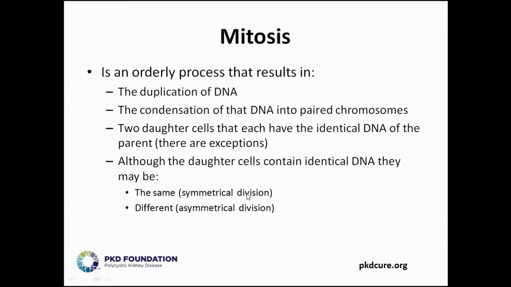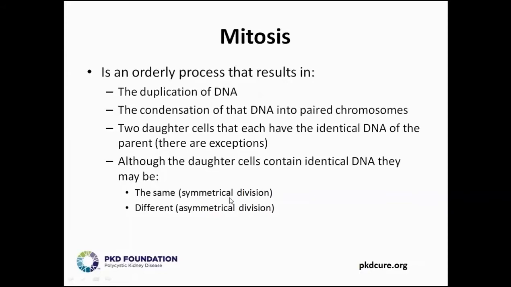That's a symmetrical division, or they may be different. And at some point, that egg that I showed you and the two cells after the first division, which are basically pretty much identical daughters of the egg, eventually become differentiated. So you have the beginnings of cell types. So that's really what mitosis is all about.